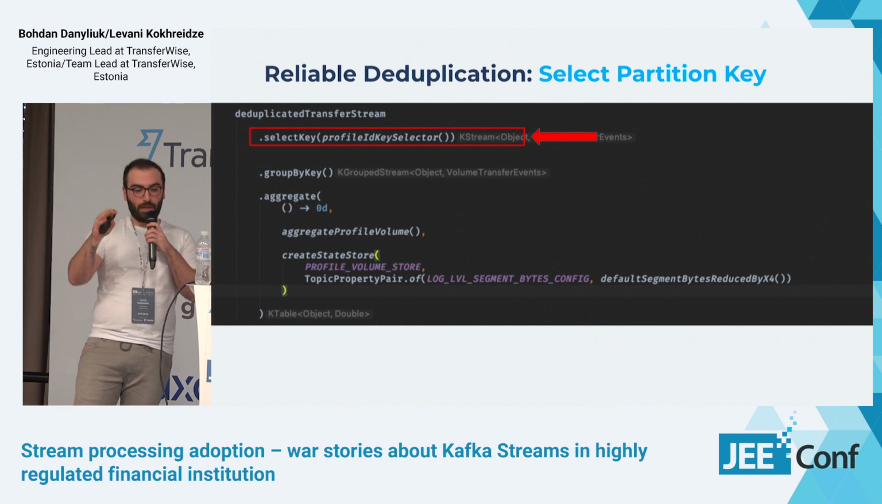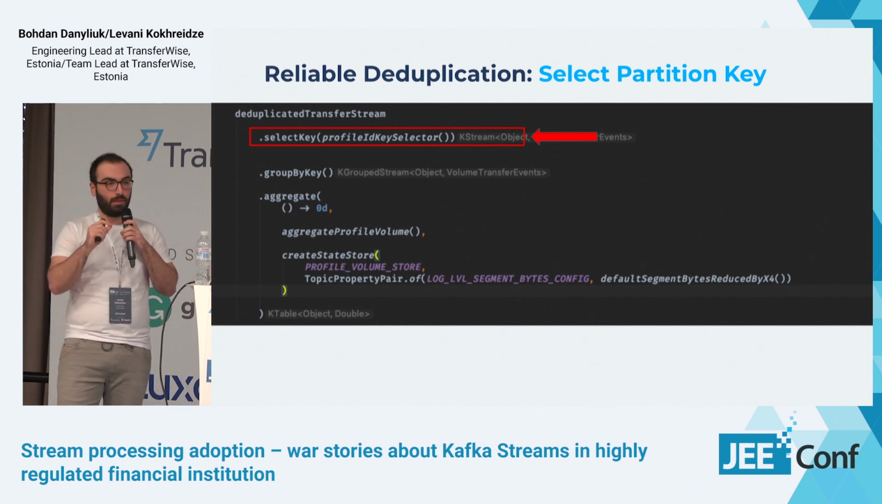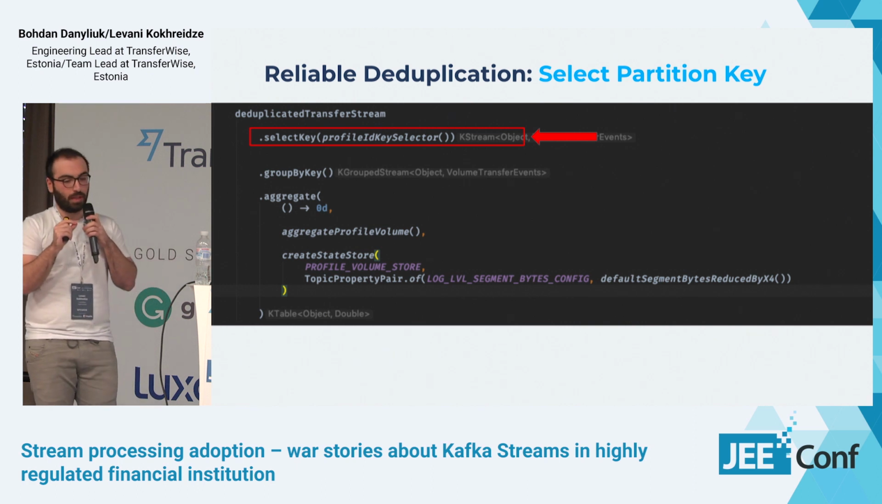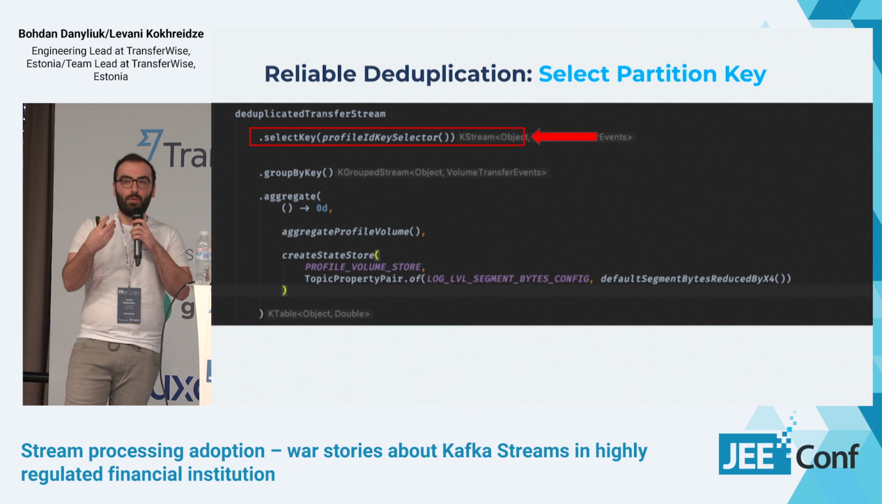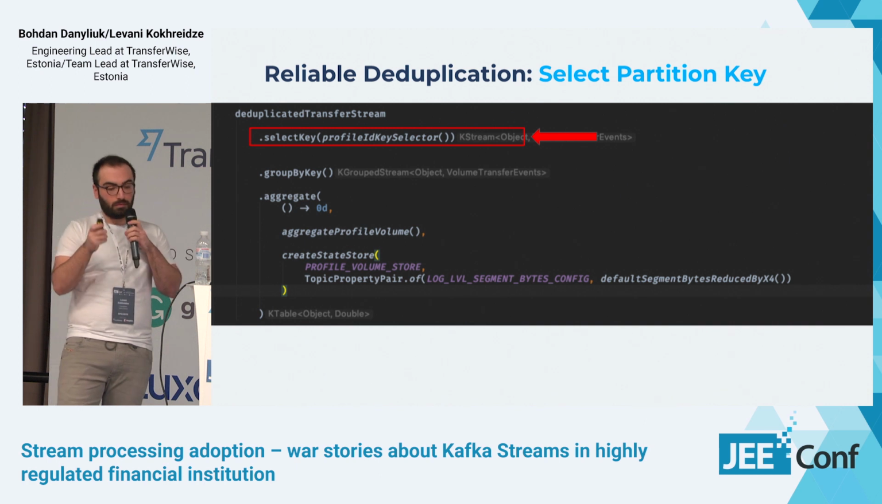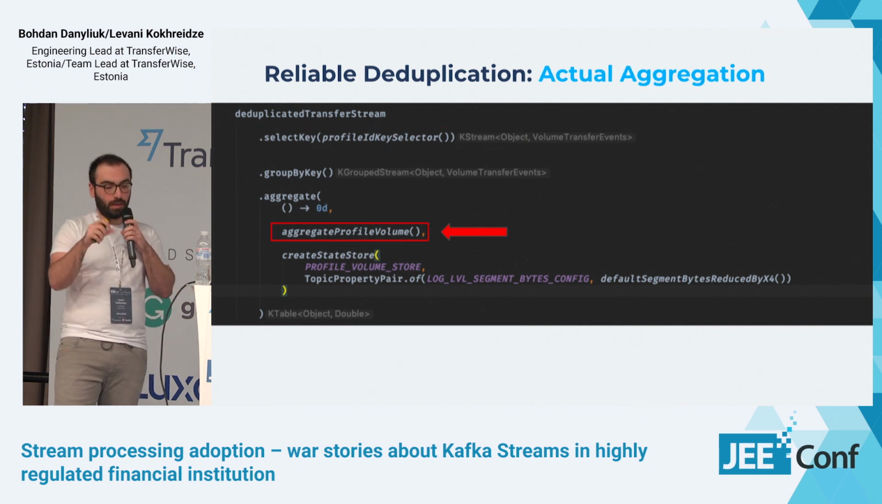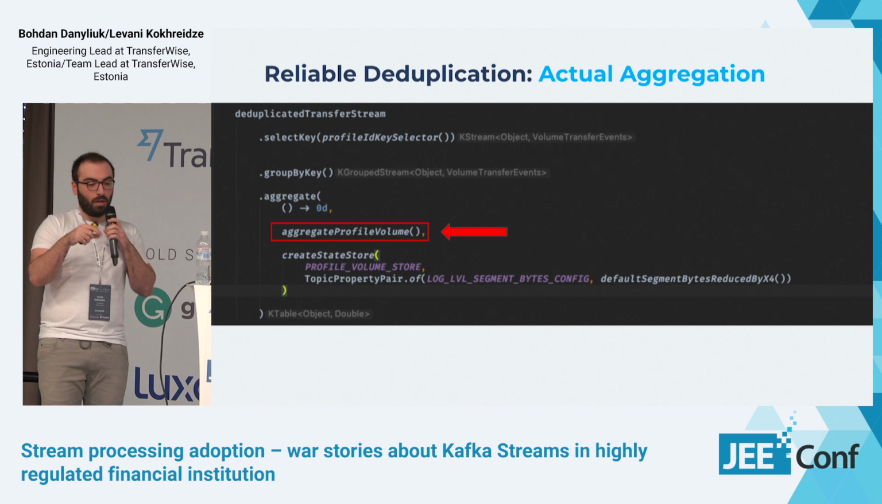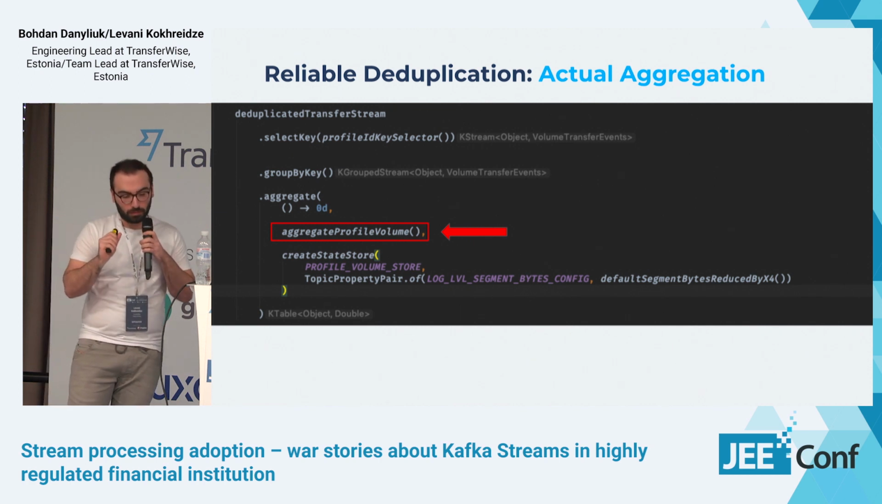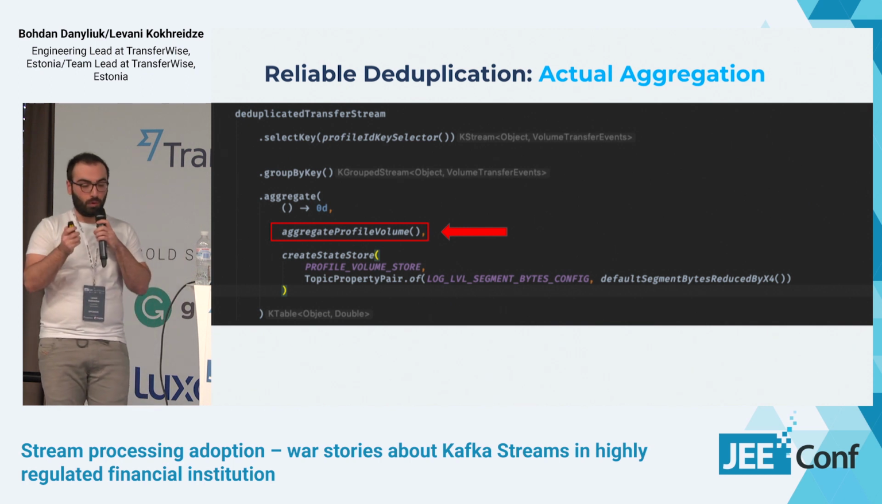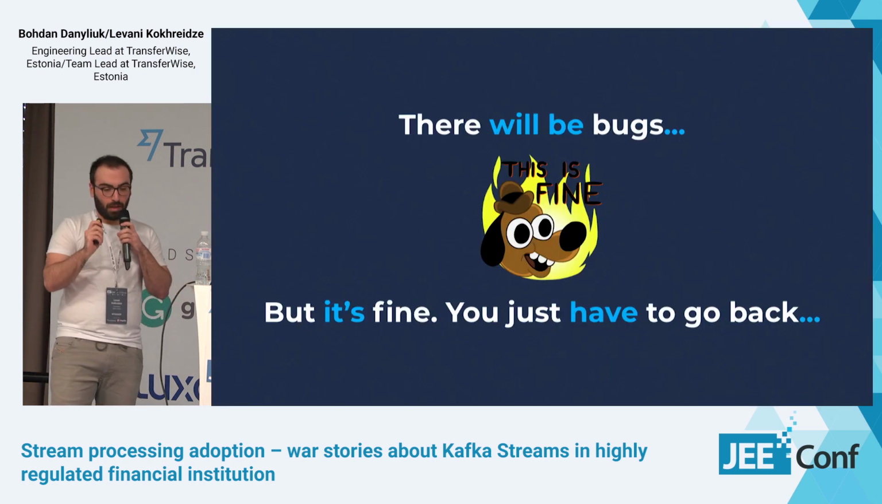So we now have this stream, and what we are doing now is selecting the profile ID as a key. In this example, we want the sum of invoice values per profile. A profile is essentially a user. We group by, and then we do the aggregation. The initial value is 0, and then we aggregate the profile volume, and boom, we are done.